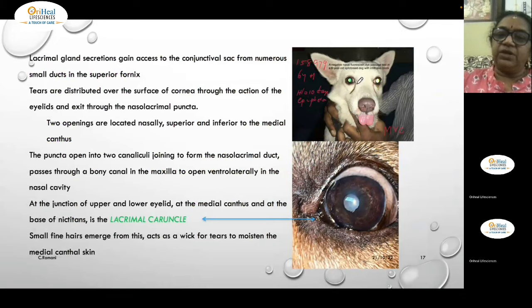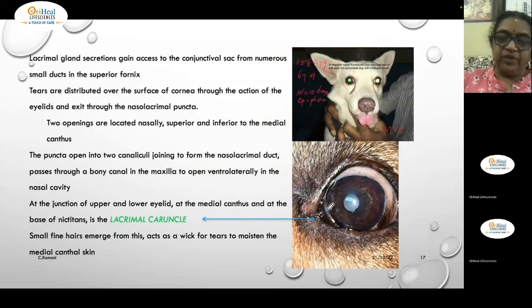Then it is connected by the canaliculi, and you will have a small sac here. From the sac it runs through the sphenoid bone and enters into the nasal ostium. Here at the junction of the medial canthus, you have a small projection with some cilia that is called the lacrimal caruncle. So fine hairs are there on these areas.